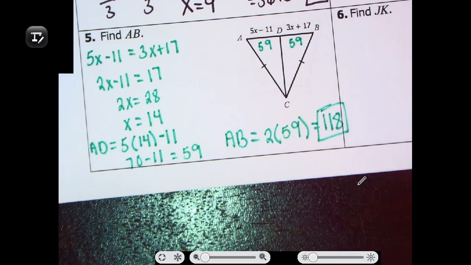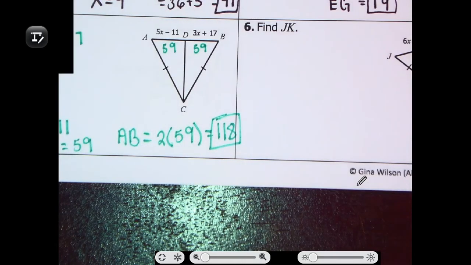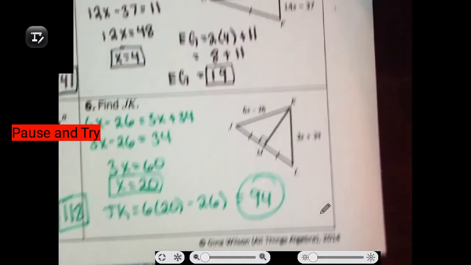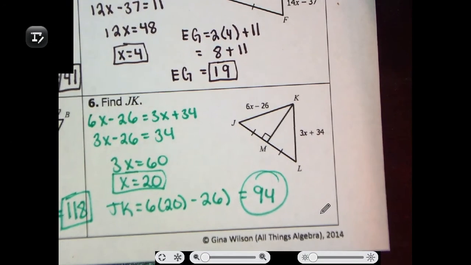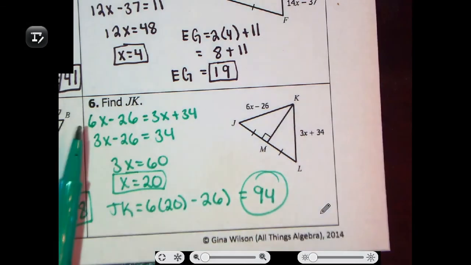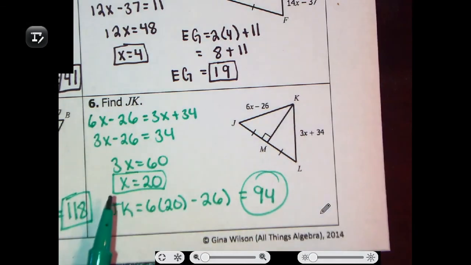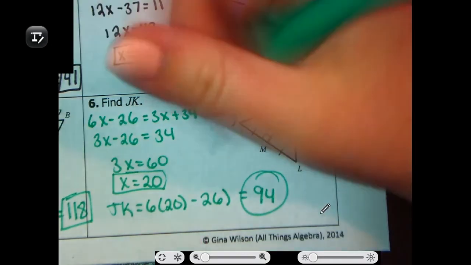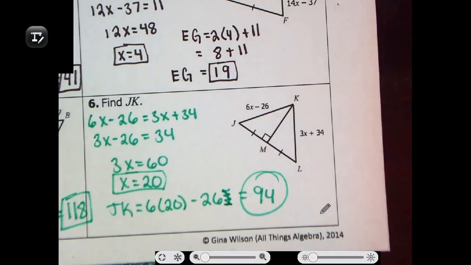And then let's see. So number 6 is actually, looking back at it, going to be quite similar to 3 and 4. So I'm going to have you try number 6 on your own, and then we'll see how you did. Okay, so you can see the final answer to number 6 is right here, which is 94. So I, of course, set these two equal to each other. I solved my equation. I got x equals 20. And then I plugged that back into JK, which was 6 times 20 minus 26. That shouldn't be there. And then I get 94.